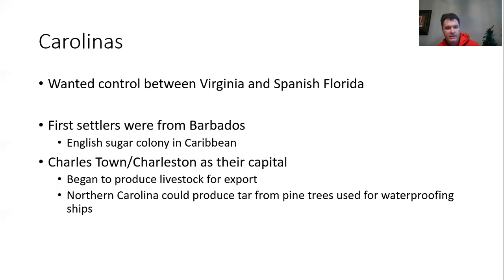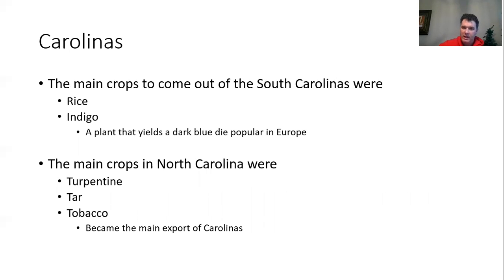Okay, the first settlers that are going to land in the Carolinas are from Barbados, and they had run sugar colonies in the Caribbean. In South Carolina, Charleston is going to be named after Charles II, and they begin to produce livestock for export, cattle and pigs. And then in North Carolina, it turns out that you can get tar from pine trees, so pine tar, and that's used for waterproofing ships, and so that becomes real important. In South Carolina, rice and indigo become very profitable as two main sources of cash crops.